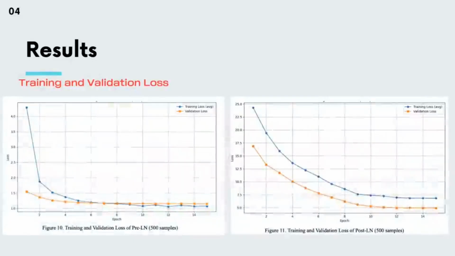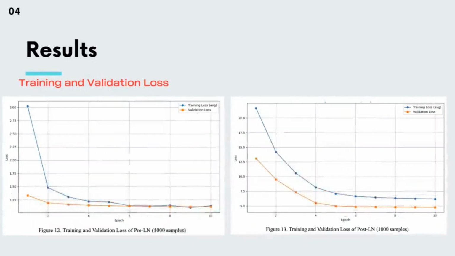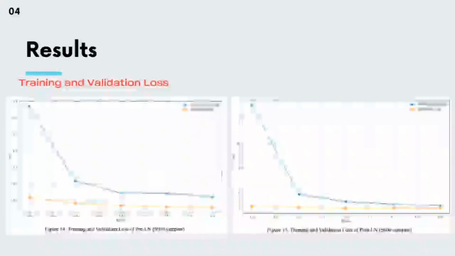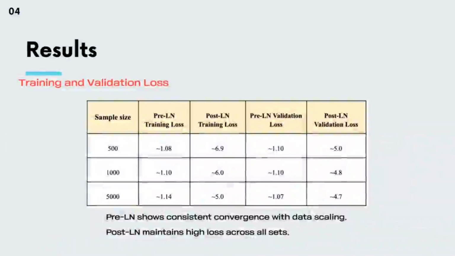This slide shows the loss trend with 500 samples. The left shows PreLN and the right shows PostLN. This slide shows the loss trend with 1,000 samples. Here we see the trends with 5,000 samples. When we summarize all loss values in a table, it shows the PreLN trend is stable as the amount of data increases. In contrast, PostLN shows almost no learning progress due to structure issues or failed initialization.